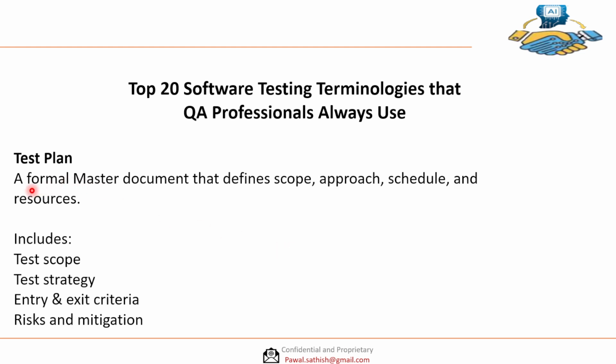Next terminology, test plan. It is a formal master documentation that defines the scope, approach, schedule, and resources. It includes a lot of things, for example test scope, test strategy, entry and exit criteria, risk, and mitigation. All these details we mention in the master documentation, the test plan.